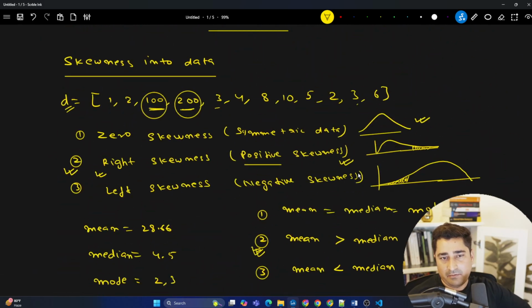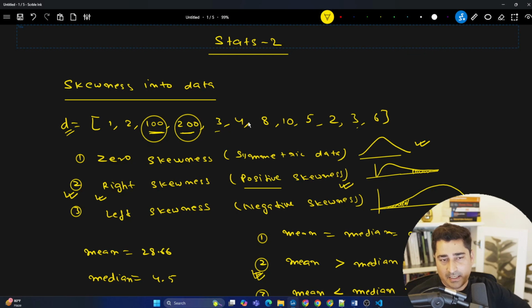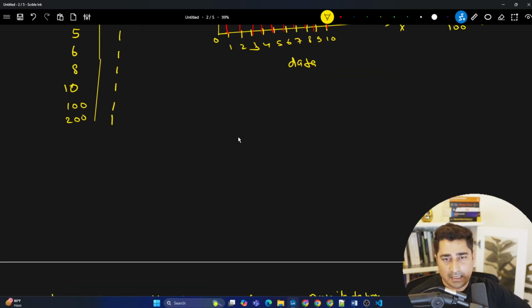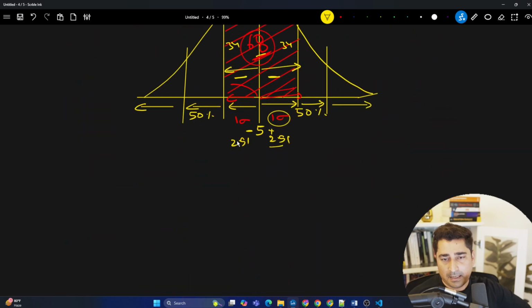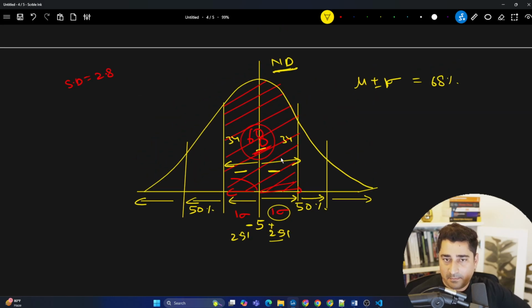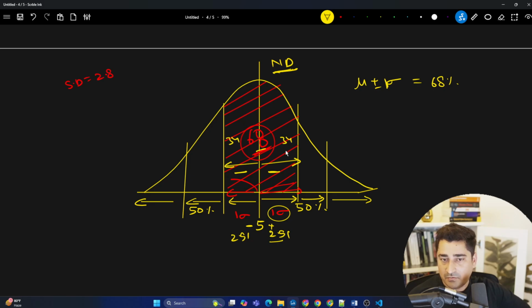You can even try to check manually. You can try to check even with respect to a small data set, this particular data set, and I believe I have already done the calculation yesterday. So if you calculate the standard deviation for this data set, and find the mean plus one standard deviation and mean minus one standard deviation, almost 68% of the data set you will find falling under the first standard deviation. This is the meaning of standard deviation, guys.